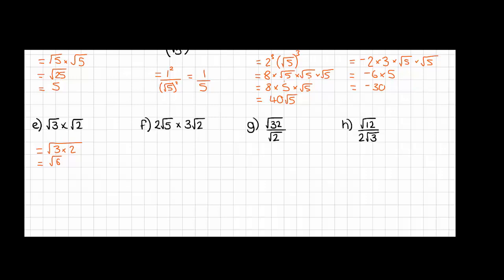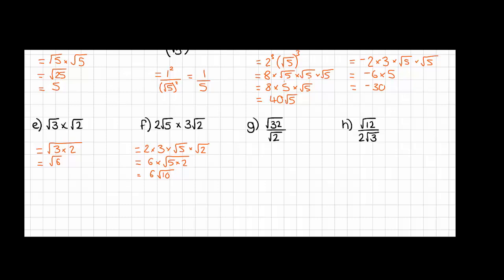F, same idea as in part D. We'll just times together the like sections. So we'll have 2 times 3, which is 6, root 5 times root 2 under the square root, which will give us 6 root 10. And once again, we can't solve the square root of 10, so we just leave it as it is.